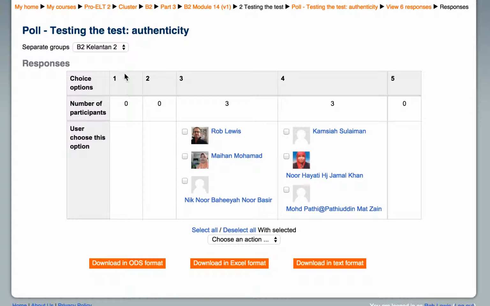From a scale of 1, not very authentic, to 5, which is very authentic, or you have a very positive feeling about it. You can see that generally, I've included myself here, we fall into the higher categories, 3 and 4, so we're quite confident that our tests are authentic, that they actually test what they should be testing, the language that we should be focusing on.